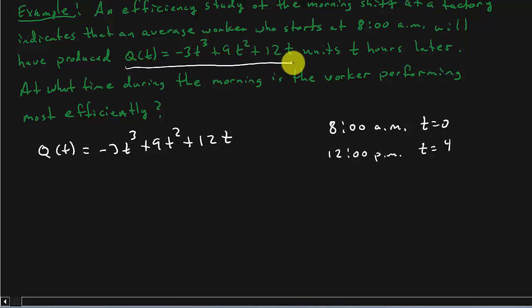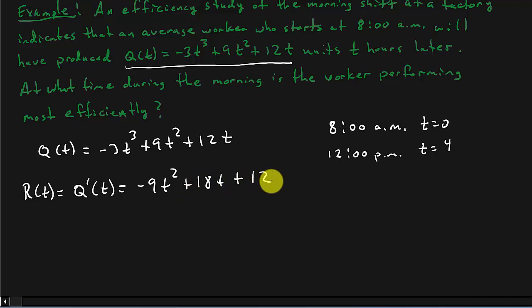Well, this function tells us how many units he produces. That's from 8 to 12, he produced this many units. Oh, well, wait a minute. If we take the derivative, that tells us the rate at which he produces them, right? So the rate at which he produces, which is the derivative of q, is negative 9t squared plus 18t plus 12.